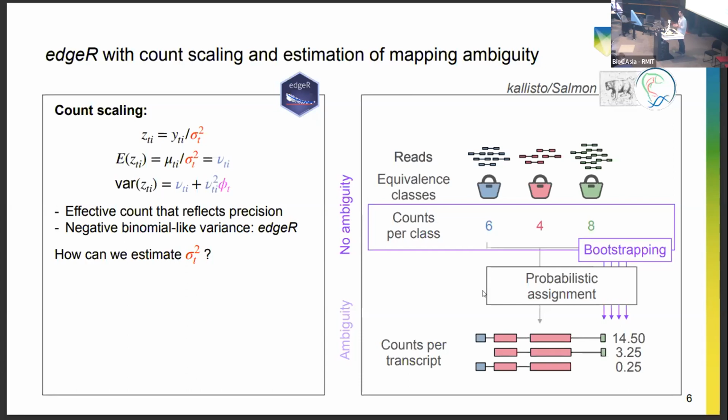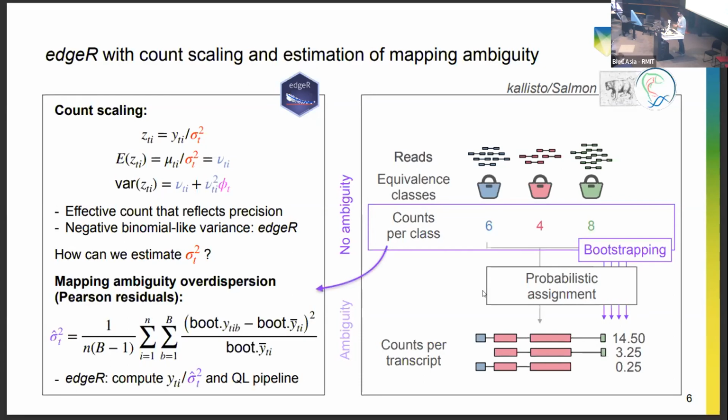And because bootstrap is done at the level of equivalence classes, we have some sort of replication of that uncertainty, because for each one of those bootstrap samples, Salmon and Kallisto will run the probabilistic assignment of reads to transcripts over and over again. So the key idea here is to estimate the mapping ambiguity over-dispersion and quantify that extra uncertainty that we have relative to the Poisson variation, and estimate that ambiguity using Pearson residuals, for example.